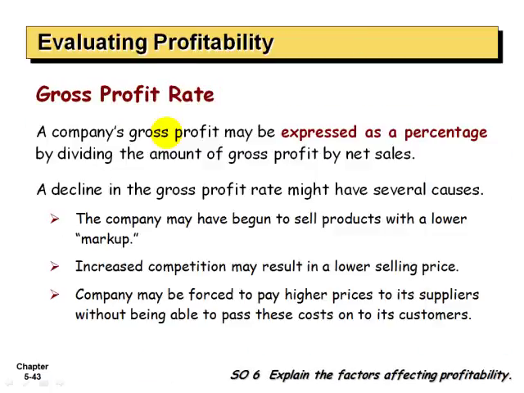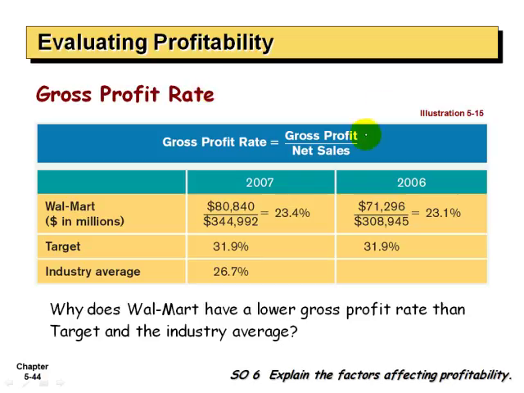Now, we've already reported in the previous first part of this chapter our profitability, our expenses, net income, and so forth. Now, let's evaluate how well we did. One way to do that is not just looking at the absolute dollars, but looking at a rate here, a gross profit percentage rate.